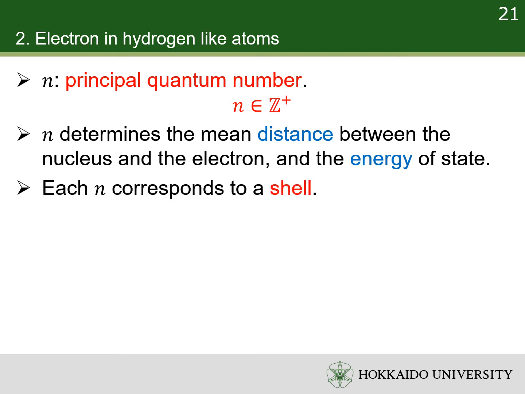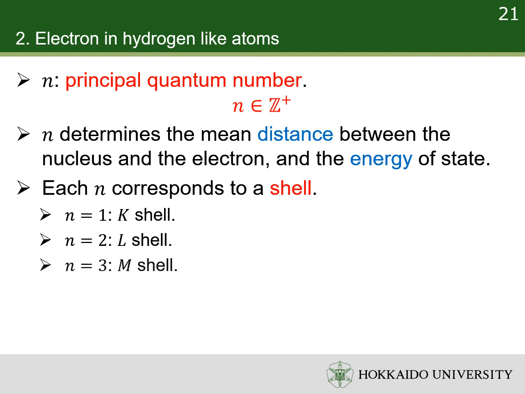Each principal quantum number corresponds to a shell. The shells also have their notations. For example, the shell whose principal quantum number is 1 is the K shell. The shell whose principal quantum number is 2 is the L shell. The shell whose principal quantum number is 3 is the M shell. For higher principal quantum number, the shell notation goes on in alphabetical order.